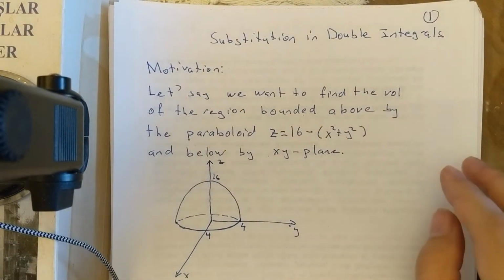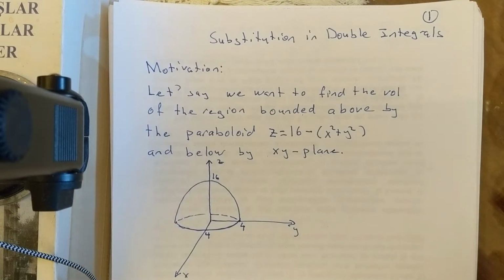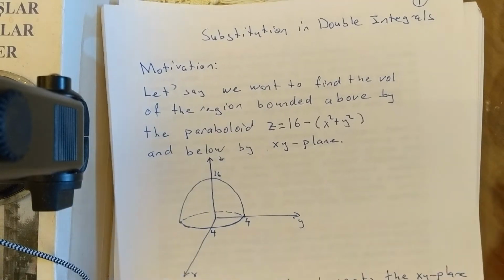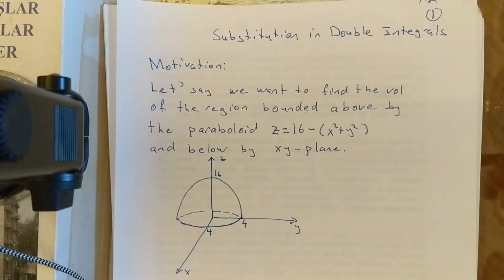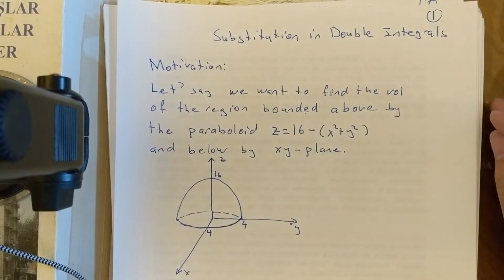Hello folks, we're back with more multivariable calculus. Last time we were doing double integrals. We saw how to set these double integrals over general regions. Today we're going to discuss what happens when we set up the double integral, but the integral is too hard to calculate. Remember, that was a big issue when we were doing single variable calculus.